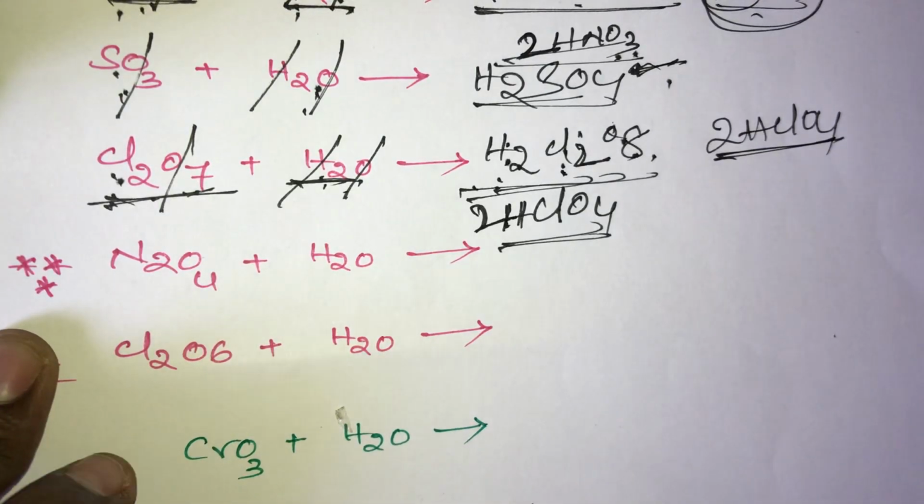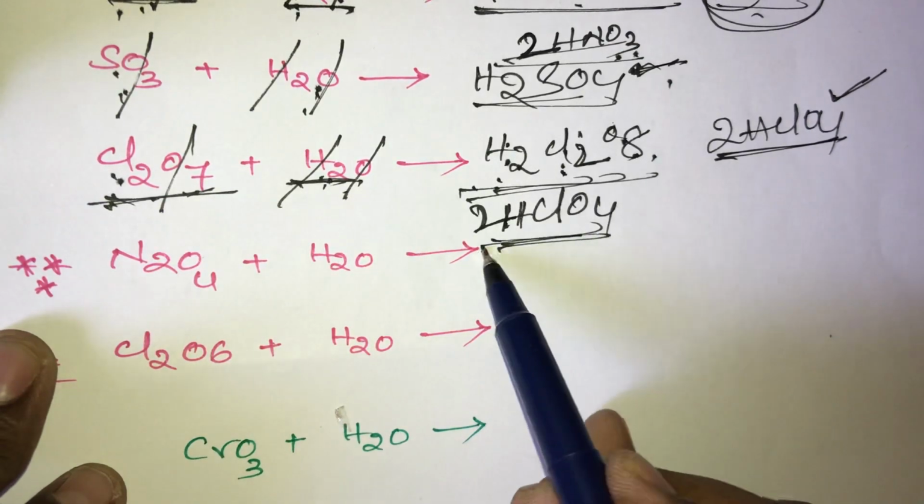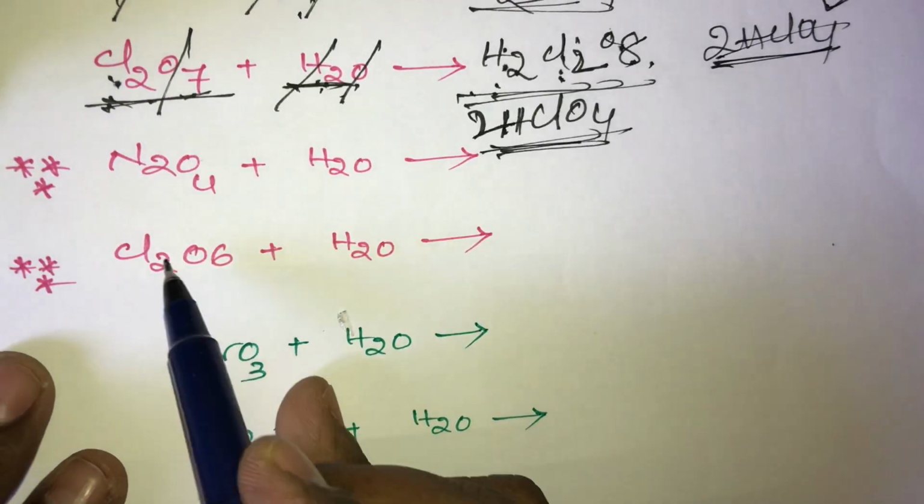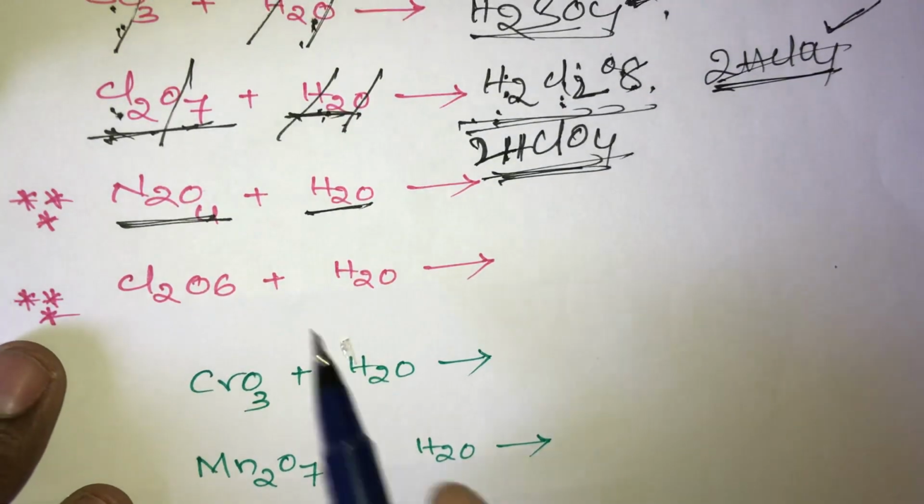HClO4 is called perchloric acid. So Cl2O7 dissolves in water to form 2 moles of perchloric acid. And another very important one is N2O4. N2O4 dissolves in water to form, what is the equation?